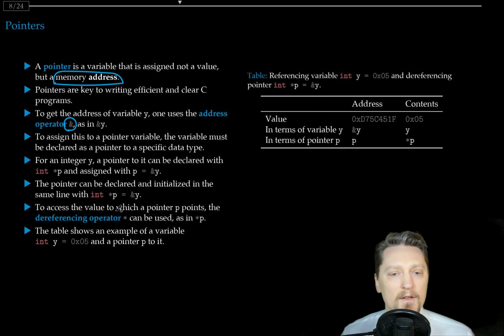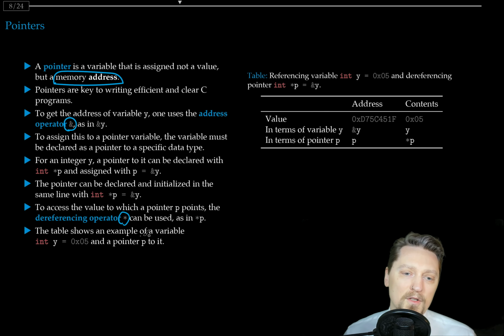To access the value to which a pointer points, the dereferencing operator, which is the asterisk, can be used, as in *p, dereference p. The table shows an example of a variable int y equals, so 0x is hexadecimal, 05, and a pointer p to it. So we've got the table with value in the first row. Second row is in terms of variable y, and then in terms of pointer p.